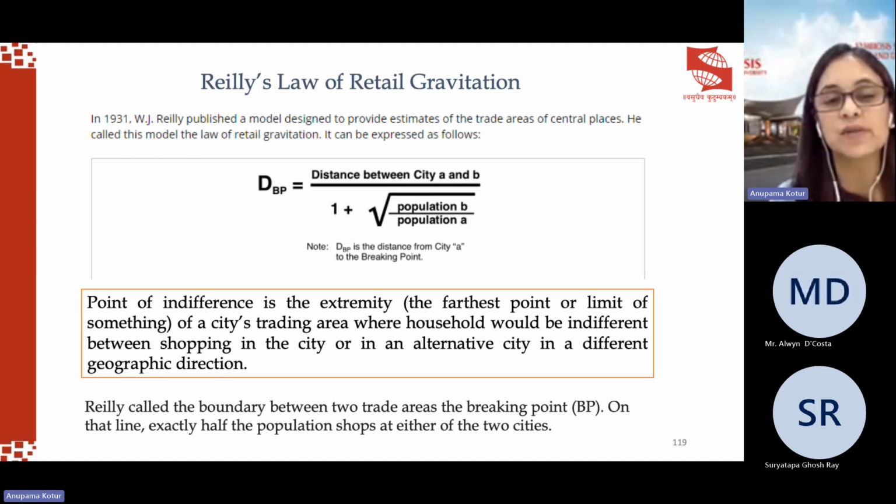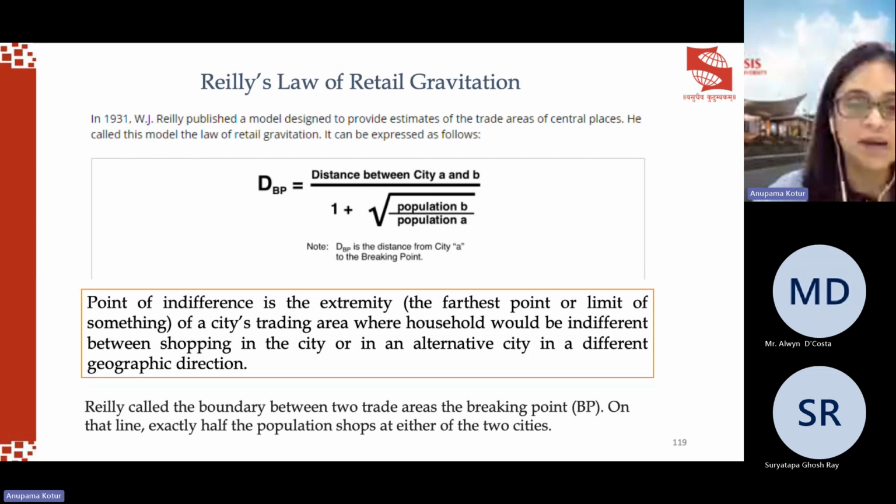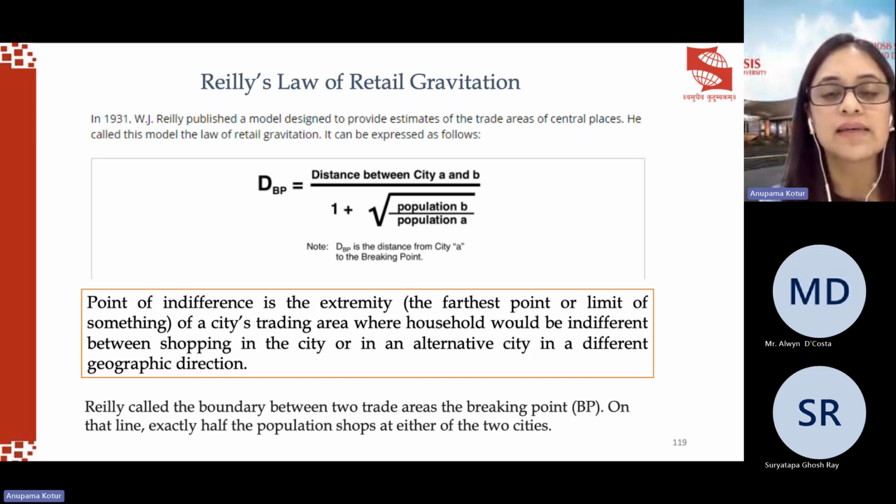So that's what we're trying to calculate here: what is that magic number, and what is that radius within which I can expect people as a retailer to drive to my store. Any location beyond that is really not my trading area. That's what I'm trying to calculate here. What's the formula and what would you require? You would, of course, need the distance between two locations, right?